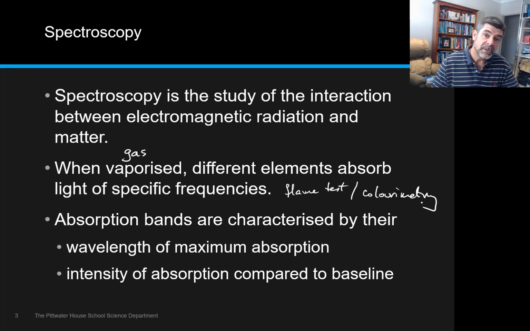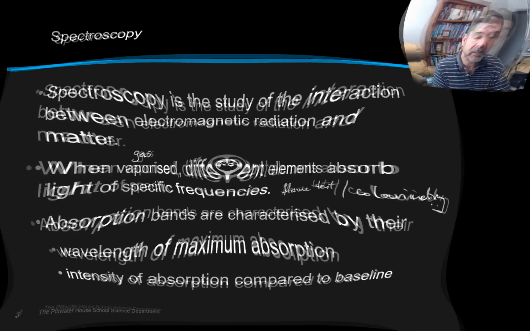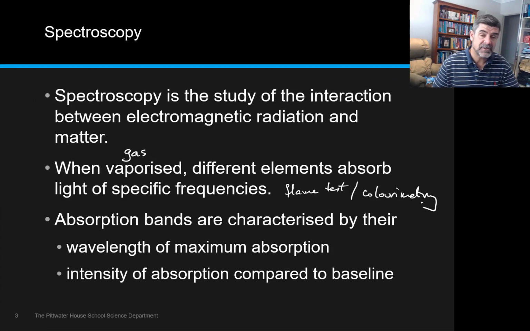What we do, which is something we did when we were looking at colorimetry, is compare the intensity of the absorption to a baseline. Then we carry out a series of tests with different known concentrations of our desired ion, and we produce a calibration curve. That means that any unknown solutions can have their absorbance measured, and be compared to the calibration curve in order to interpolate their actual concentration.